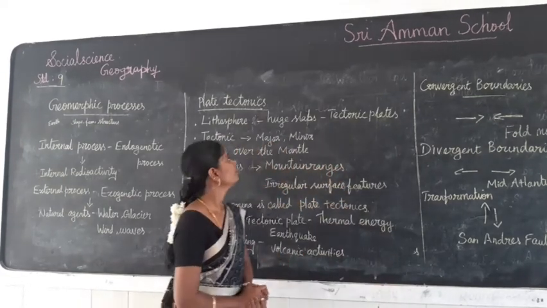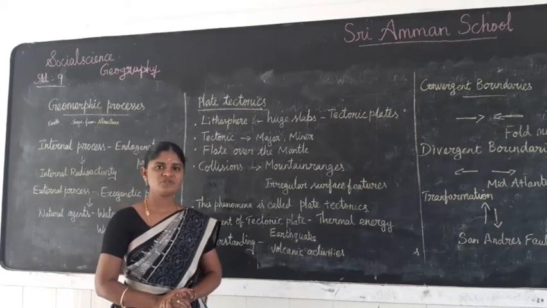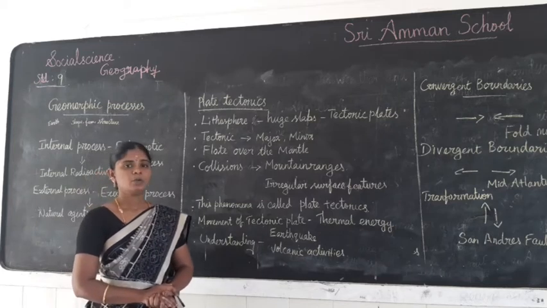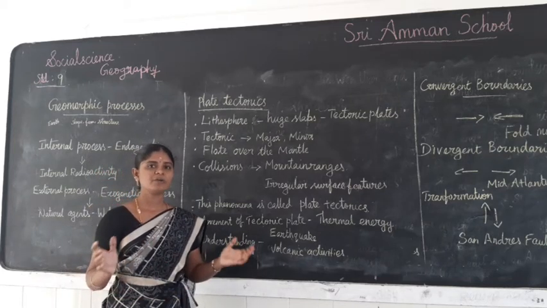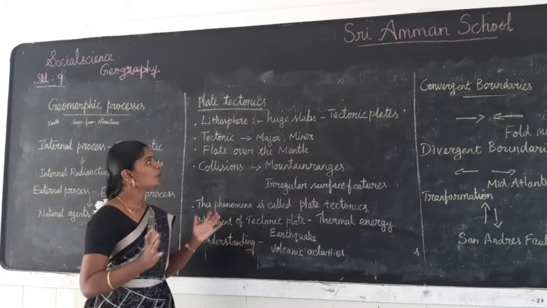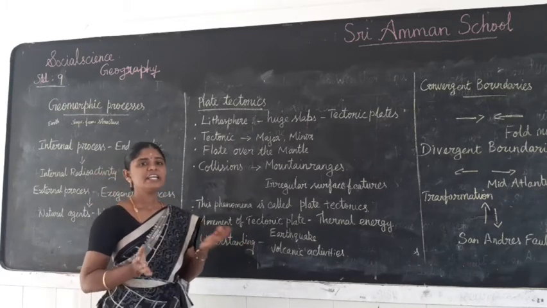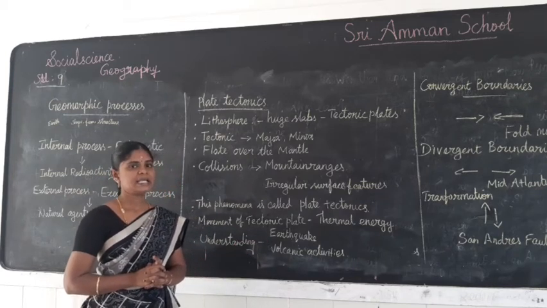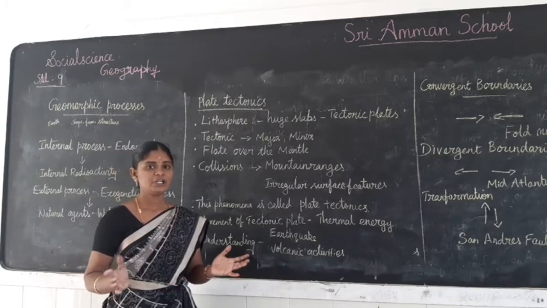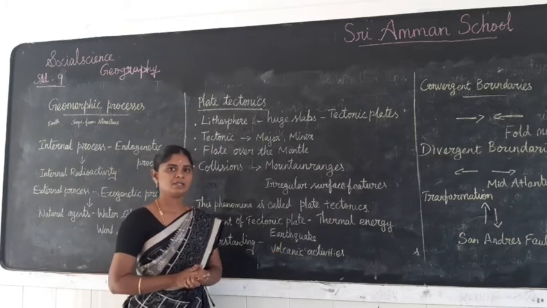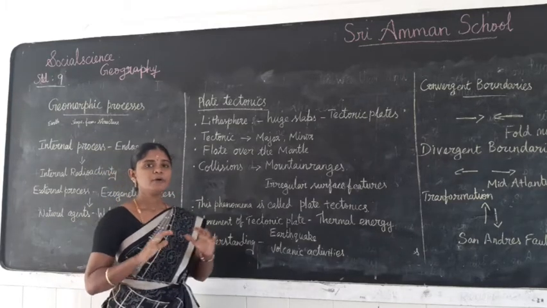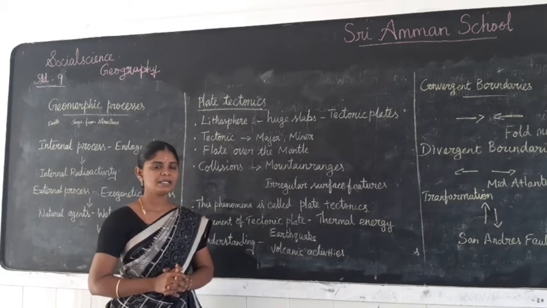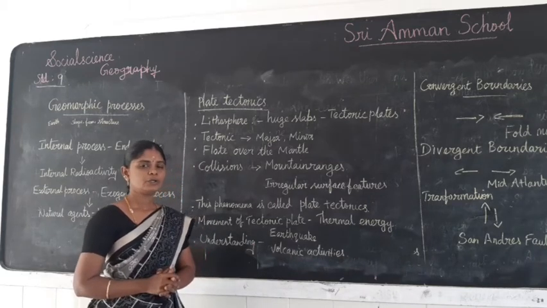Next we learn about plate tectonics. What is the lithosphere? It is a ball of rocks, divided into huge slabs of rocks called tectonic plates. These tectonic plates are divided into major plates and minor plates. These plates float independently over the mantle.